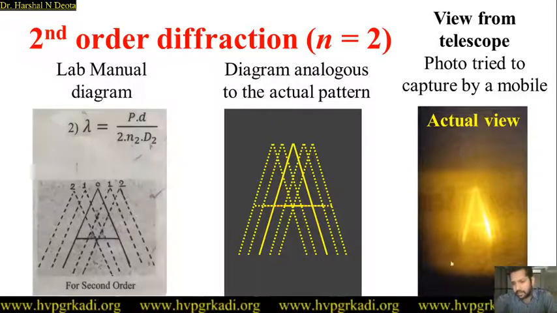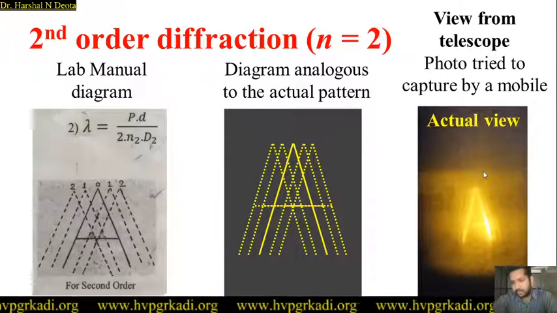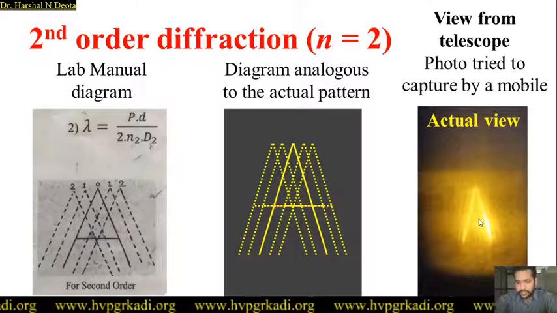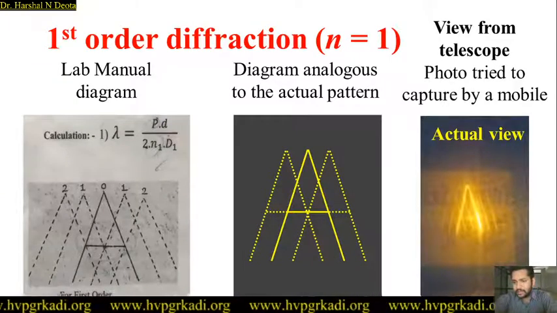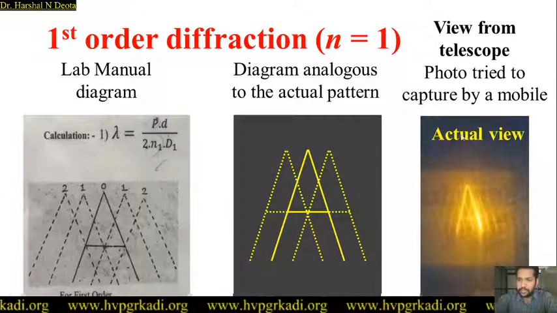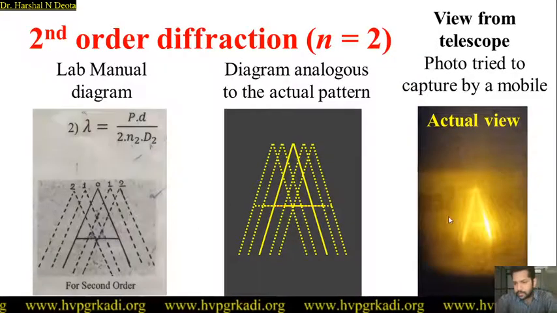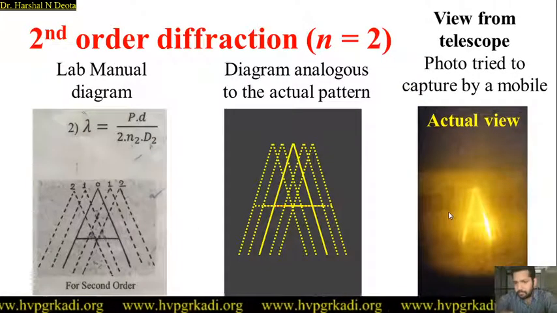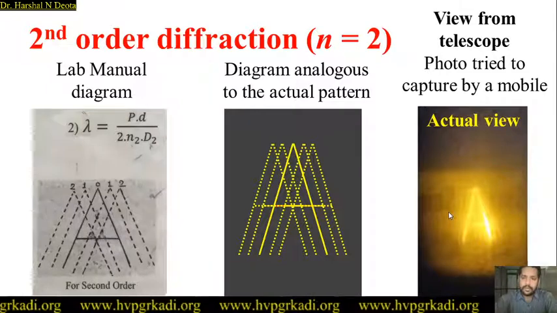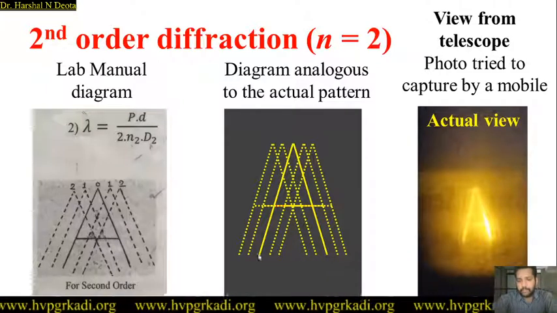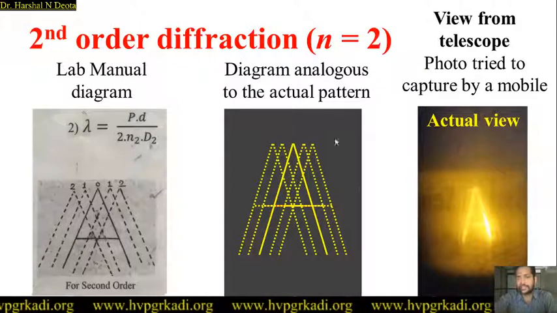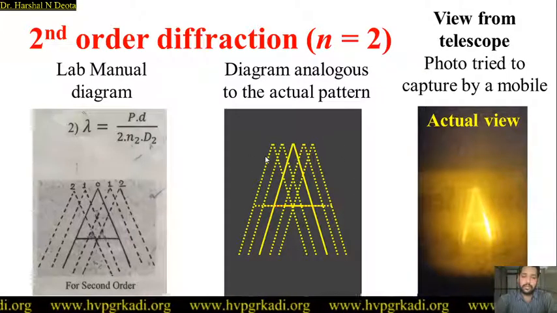Again, here I have tried to capture the second order from the camera. You can just compare it with the previous figure. I had some clear vision of the first order, but somehow could not get the second order by the mobile phone camera. But still, I was able to see it in my lab, and you can see it in this way. The same pattern will be observed.